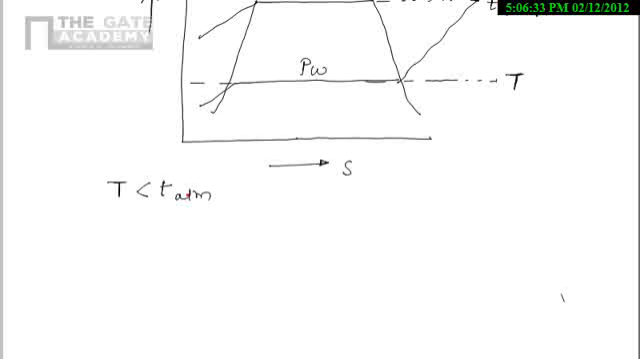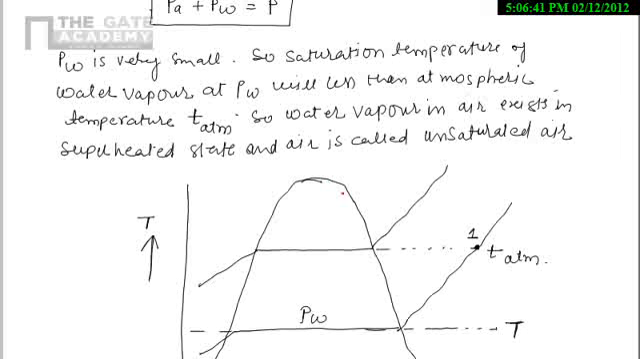So if you see the diagram, T is less than T atmosphere, means the atmospheric air is in superheated stage. And now this air is called unsaturated air. Unsaturated air means what? Here if we add more and more water, then the water vapor content of the air we can increase, but it will increase up to a certain limit. So in air, if we add the water and the water vapor content of the air will increase, this kind of air is called unsaturated air.